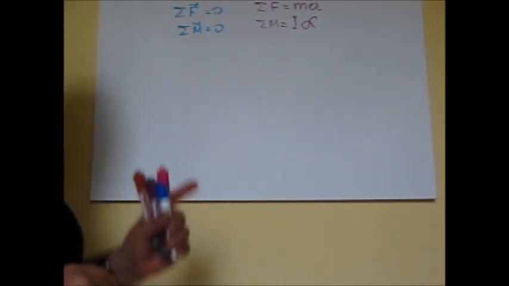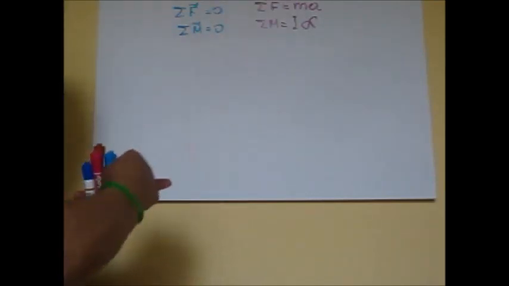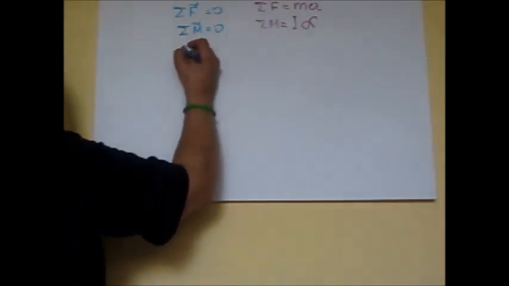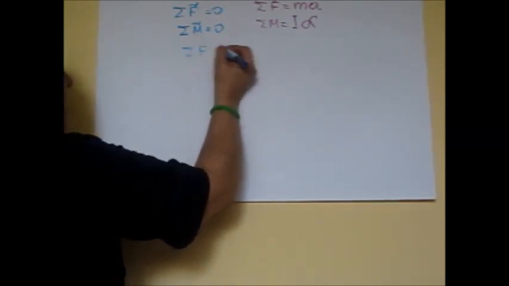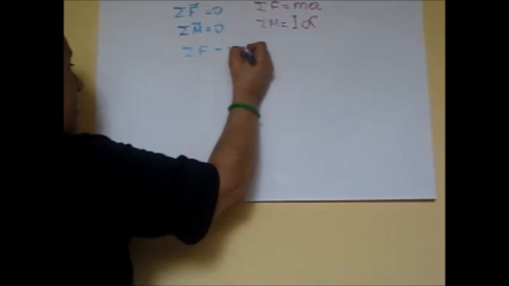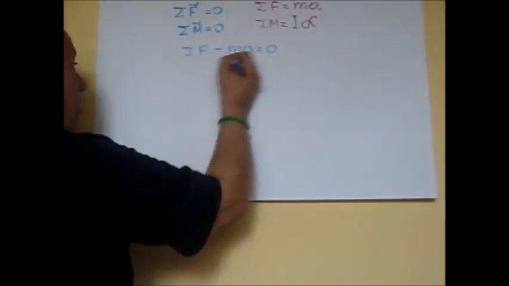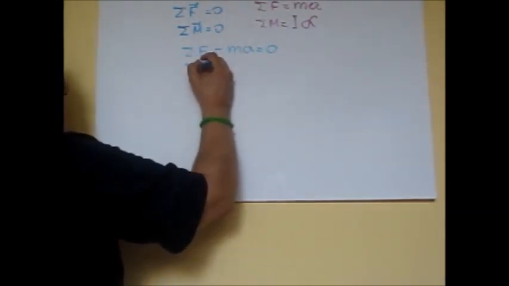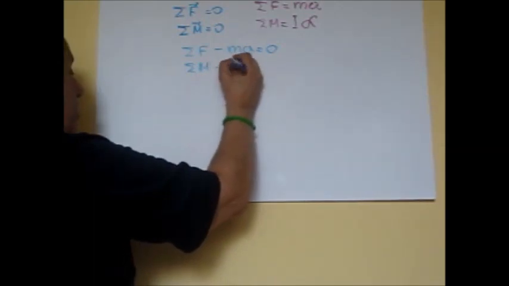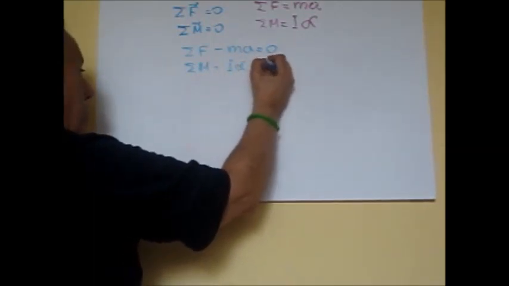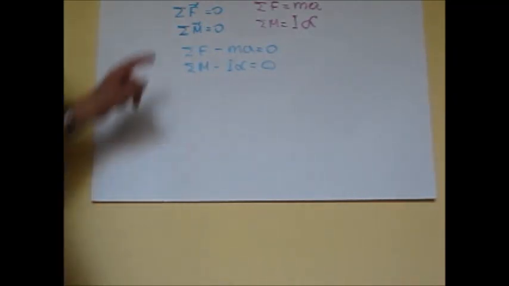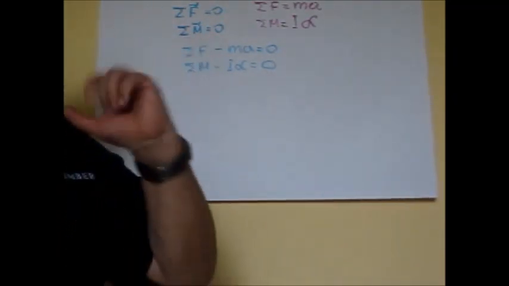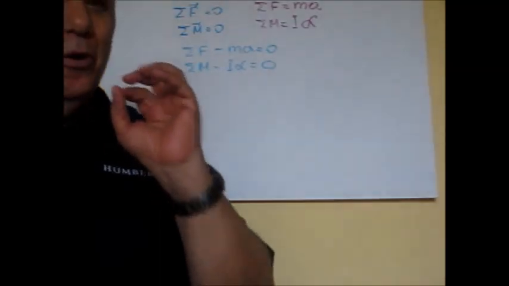Now, let me bring this one here. It's going to be like this. Sum of the forces minus mass times acceleration equals 0. And sum of the moments minus moment of inertia times angular acceleration is 0. You see, those equations are almost the same. You know what it means?